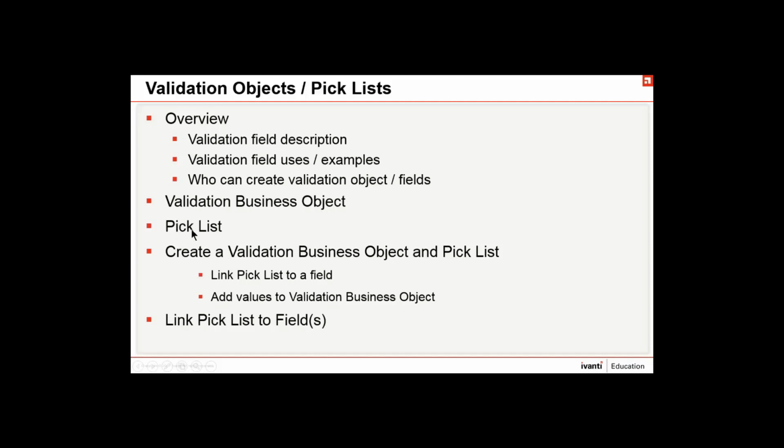We will talk about pick lists and how those are used within the system. Then we're going to create our own validation business object and our own pick list. Once we've got that set up, we'll link the pick list to a field and put values in the validation business object. So let's get started.